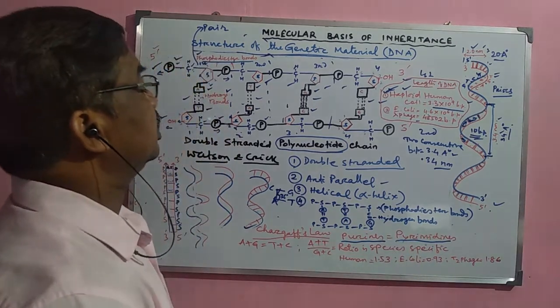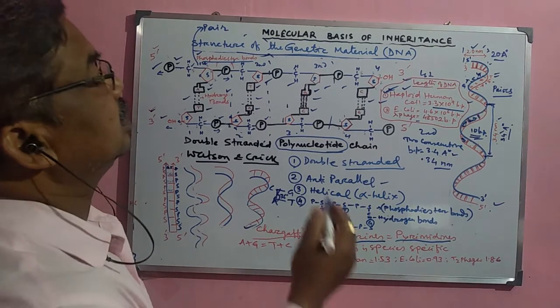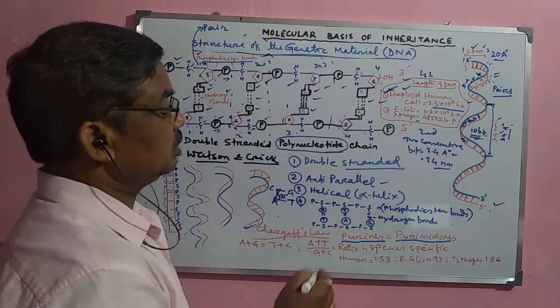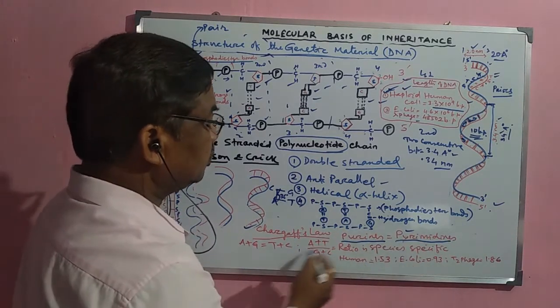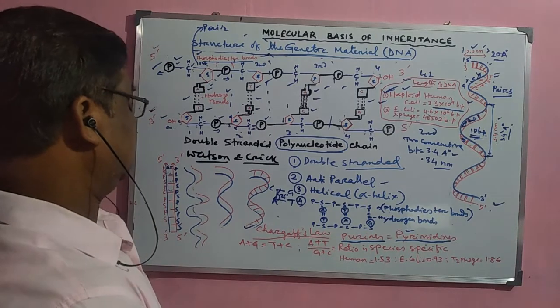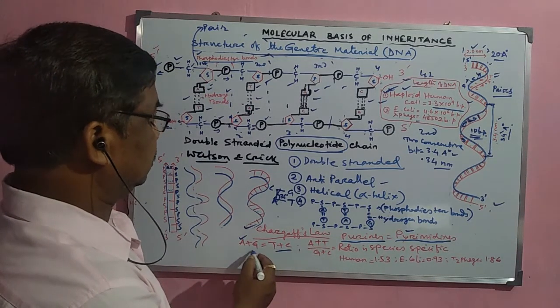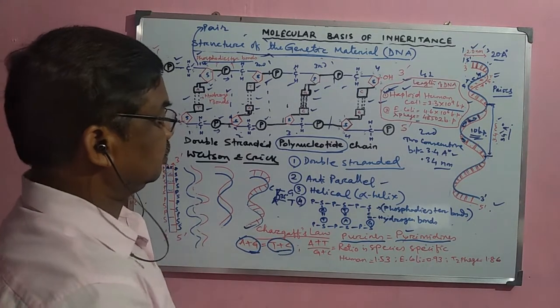The purine bases, adenine and guanine, are purines, and cytosine and thymine and uracil are the pyrimidines. Uracil is not here in the DNA molecule, but these purine and pyrimidine bases are equal in number. So that is why, according to him, A plus G is always equal to T plus C.